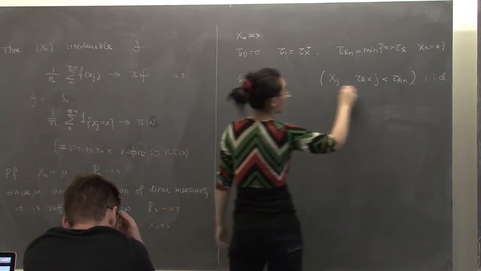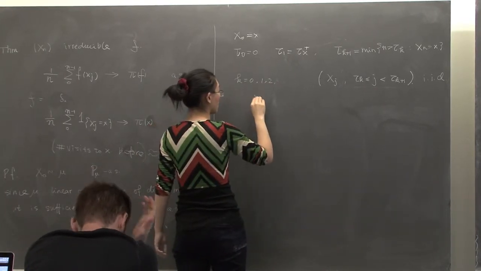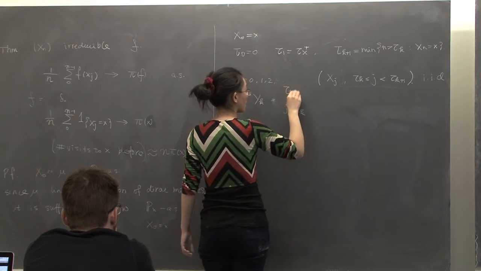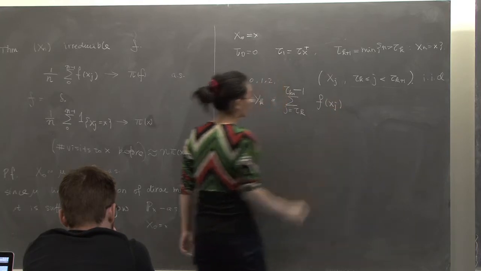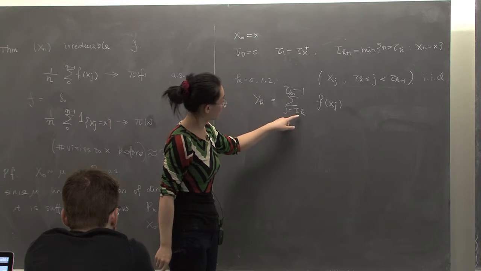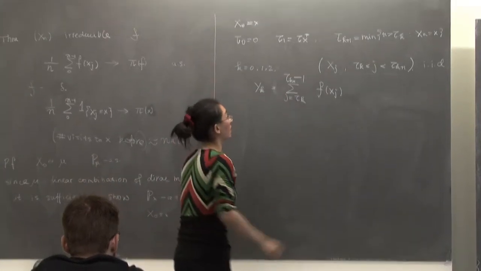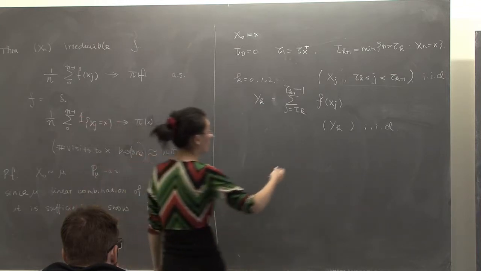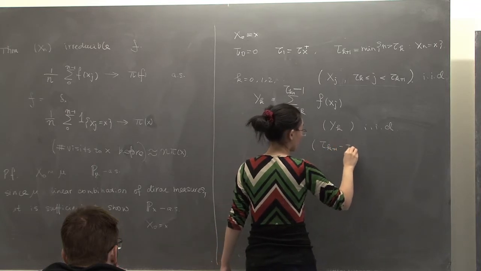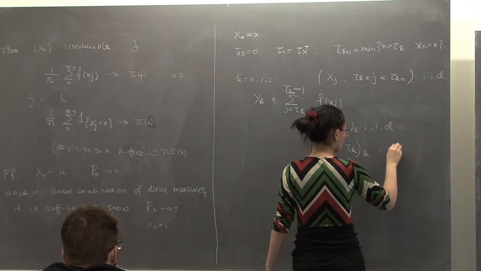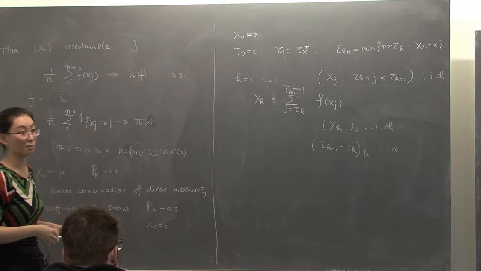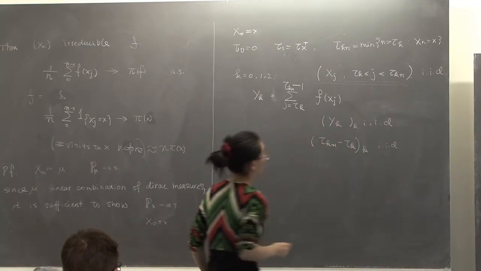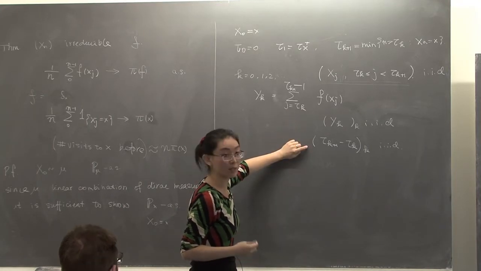And in particular, because these blocks are IID, we define a functional on these blocks, Y_k, where we just sum over time from tau k to tau k plus 1. And then the sequence Y_k is IID. And also, if we consider the time difference, this time difference is also IID, and all of them have the same law as tau 1. So from the fact that these blocks are IID, we can conclude that the sequence Y_k is IID, and the sequence of time differences is also IID.